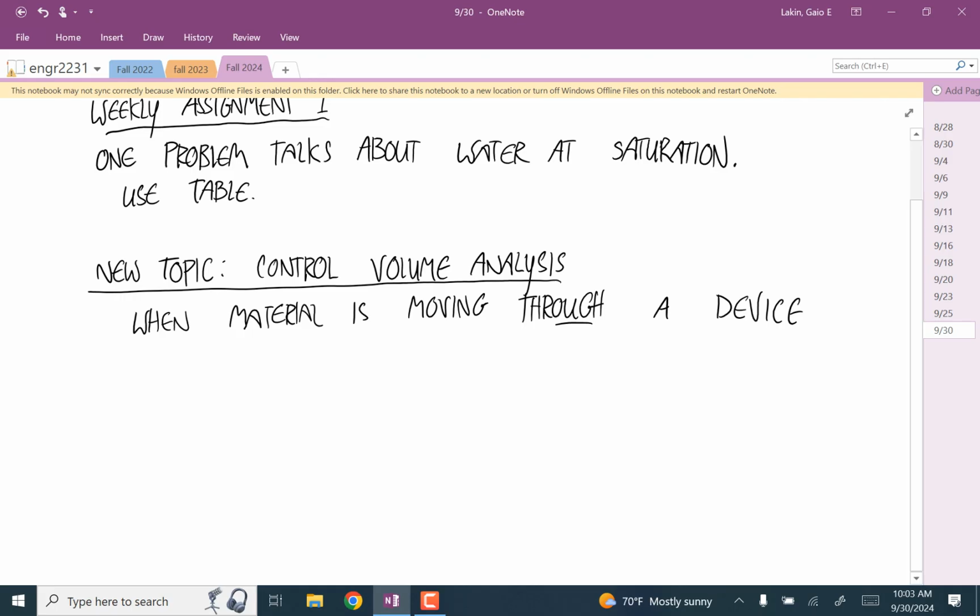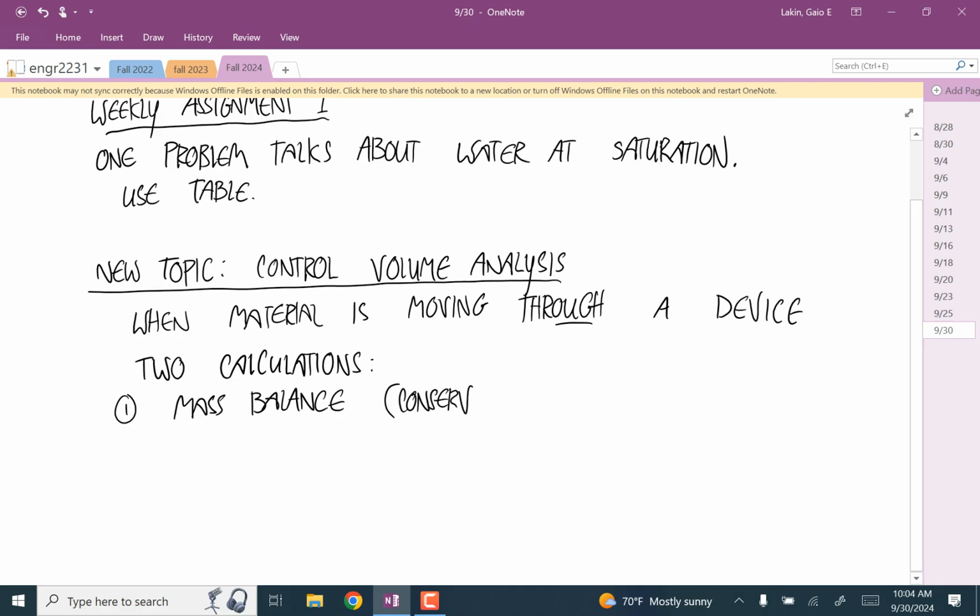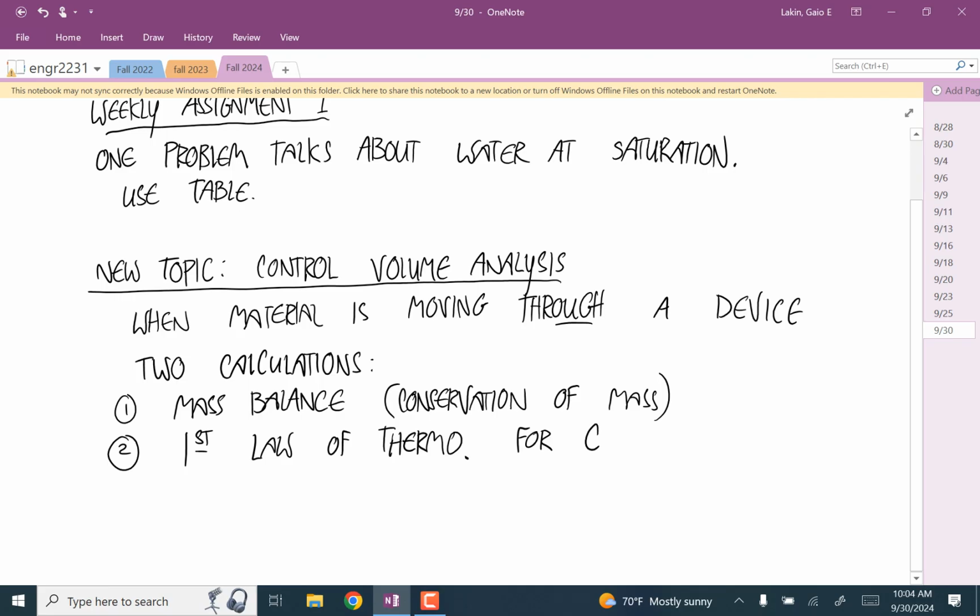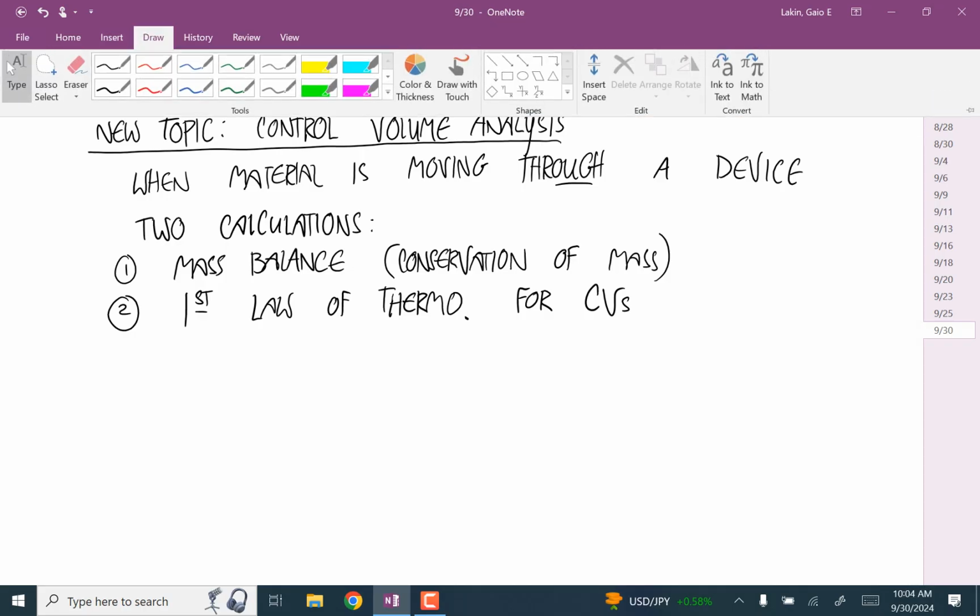And we will break this up into 2 different kinds of calculations. Mass balance. So that's just conservation of mass. And second, the first law of thermodynamics. And this is going to have to take a new form. So this is going to be the first law of thermodynamics for control volumes. And I'm going to start with the mass balance.